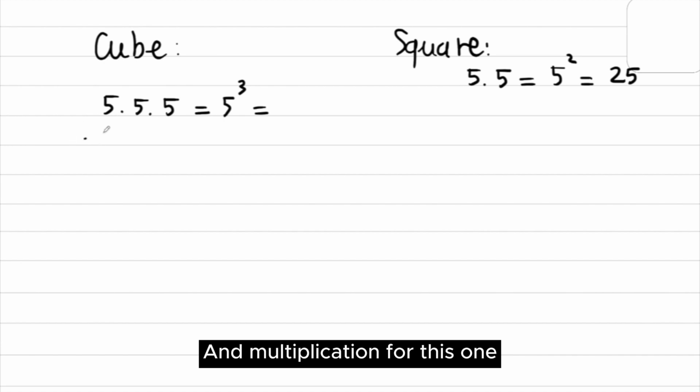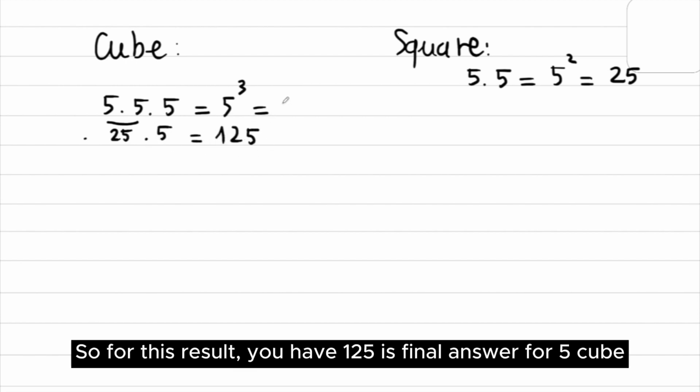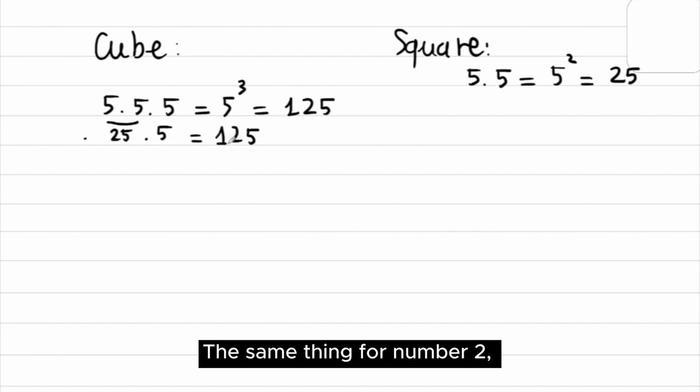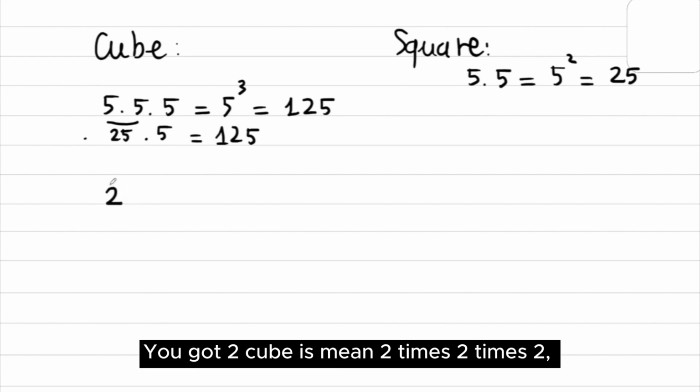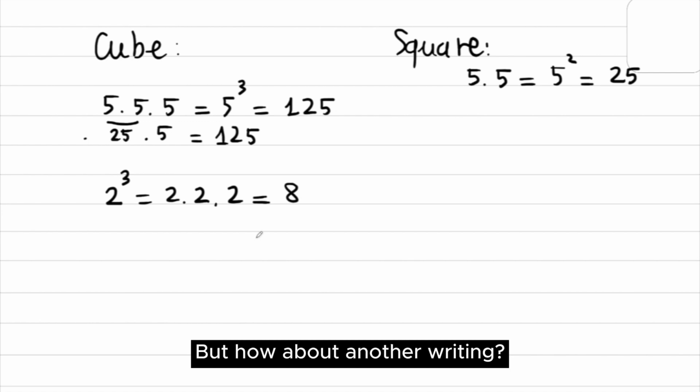For the multiplication, 5 times 5 is 25, and 25 times 5 will be 125. So 125 is the final answer for 5 cubed. The same thing for number 2. You have 2 cubed, which means 2 times 2 times 2, 3 times, and then you get 8. Yeah, a little easy for calculating, but how about another way of writing?